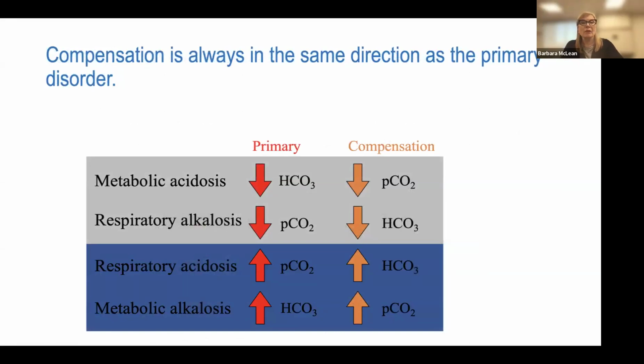So I love this slide because I think it makes things really simple. Compensation is always in the same direction as the primary disorder. So if my bicarb is down and I have a primary metabolic acidosis, I'm going to compensate by blowing off CO2. If my respiratory system is hyperventilating and I have a primary respiratory alkalosis, my bicarb is going to go down, making my acid go up in order to compensate. And same thing is going to be true for respiratory acidosis. CO2 is up, bicarb's up for compensation. Metabolic alkalosis, bicarb's up, CO2 is up for compensation.